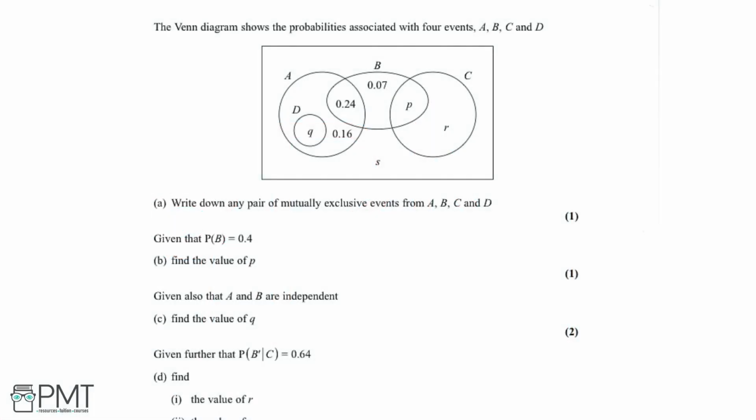So the Venn diagram shows the probabilities associated with 4 events, A, B, C and D. And part A says we need to write down any pair of mutually exclusive events from A, B, C and D. So firstly, we're going to define mutually exclusive. We say event 1 and event 2 are mutually exclusive if they can't happen at the same time.